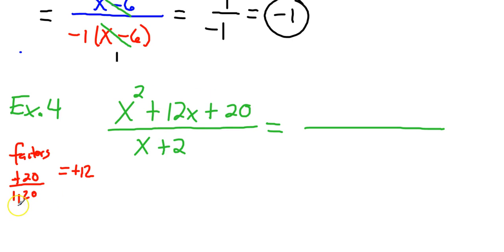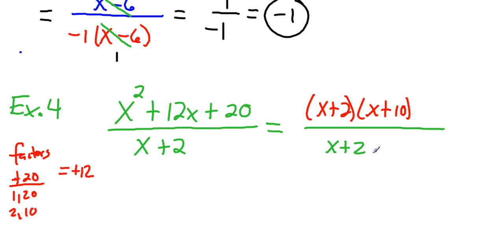1 plus 20 would be 21. 2 plus 10 would be 12, so there's the pair you're looking for. For that one, we're going to factor out an x plus 2 and an x plus 10. On the bottom, you've got the x plus 2. Now that you've got exactly the same things there, you can cancel out the x plus 2's, and the final answer would be x plus 10.